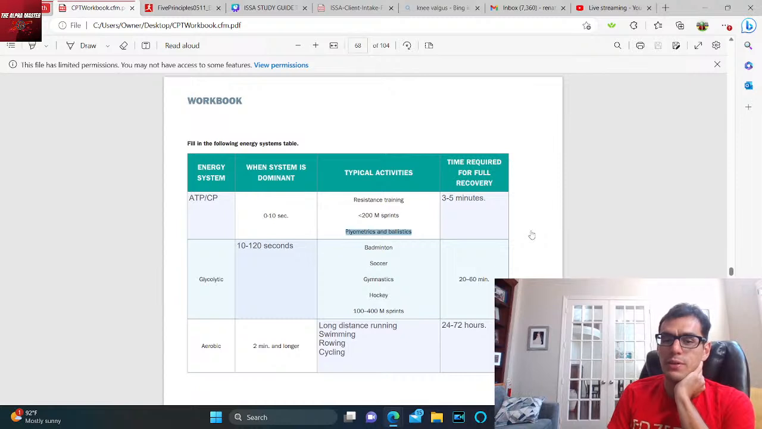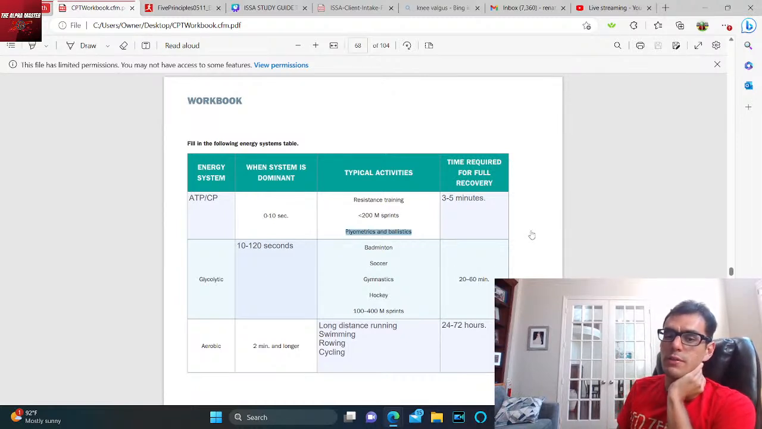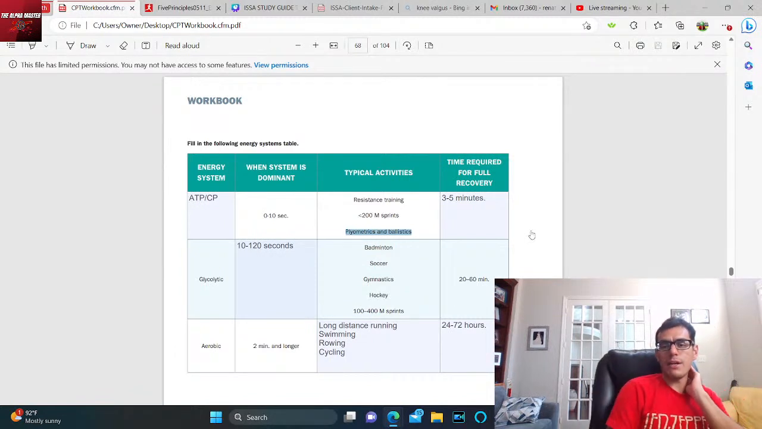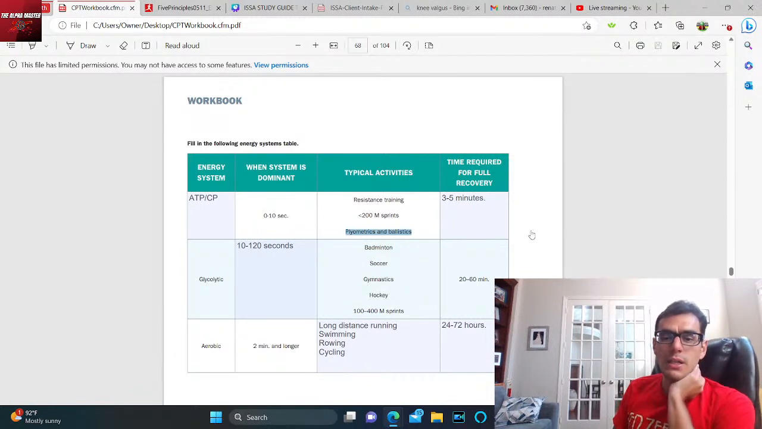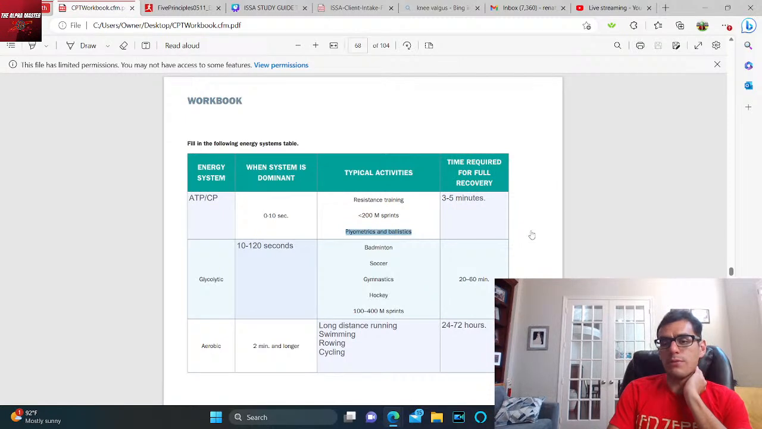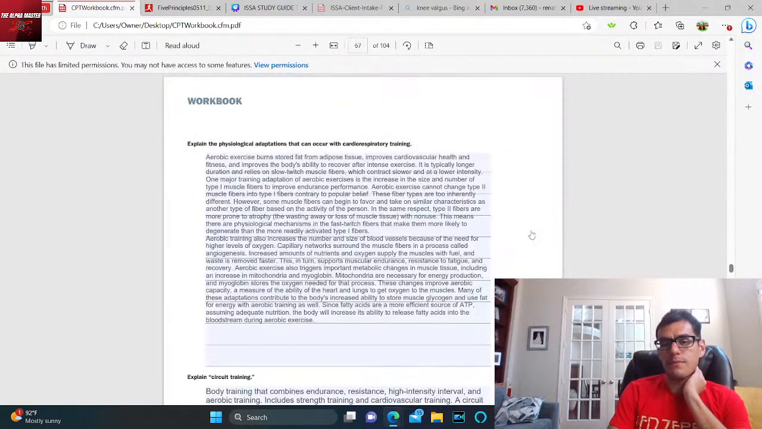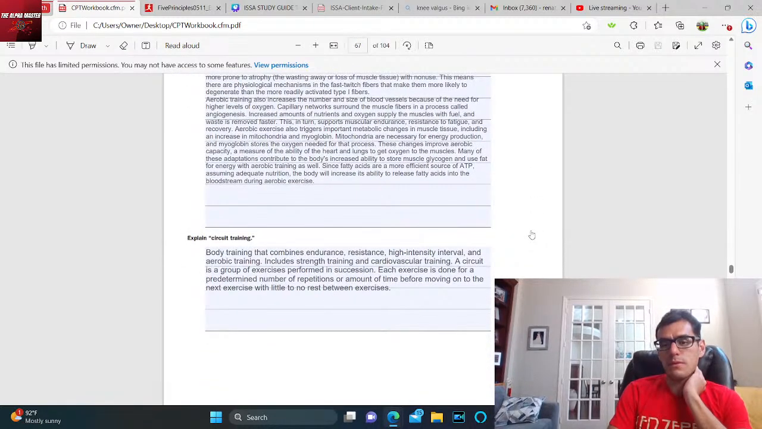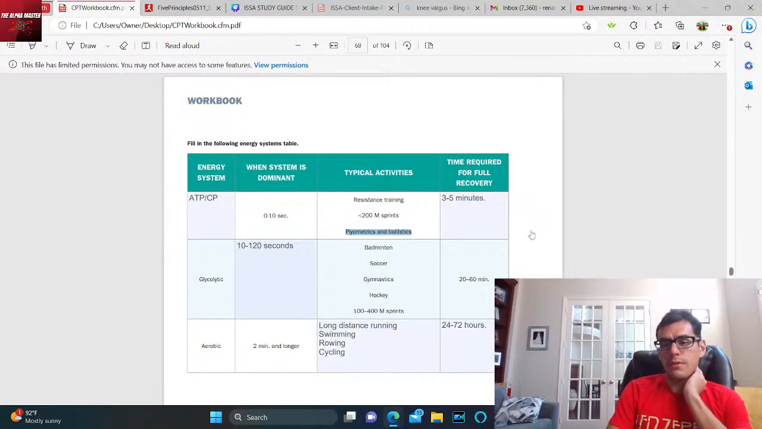And finally, aerobic is 2 minutes and longer for aerobic energy systems, like long distance running, swimming, rowing and cycling. The time required for full recovery is 24 to 72 hours.